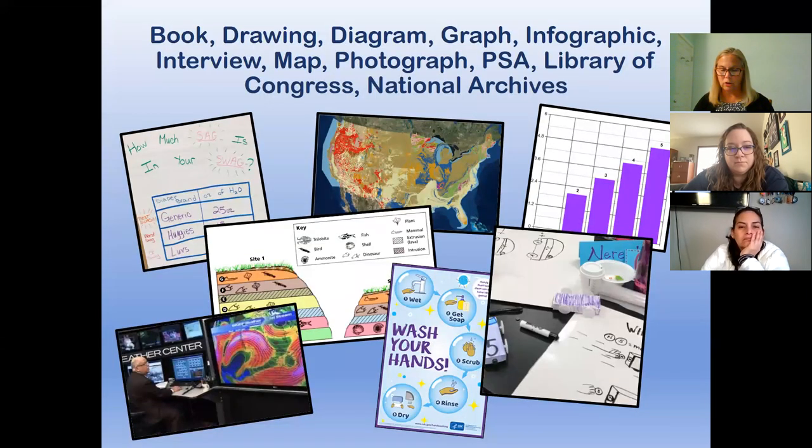Okay, so let's take a look here. What are some additional types of reading sources that can support that informational text? So take a look on here. You can see all sorts of different things. Somebody had mentioned earlier about washing their hands, right? Sarah, I believe it was you. But a poster like that, a public service announcement like that, can be something.